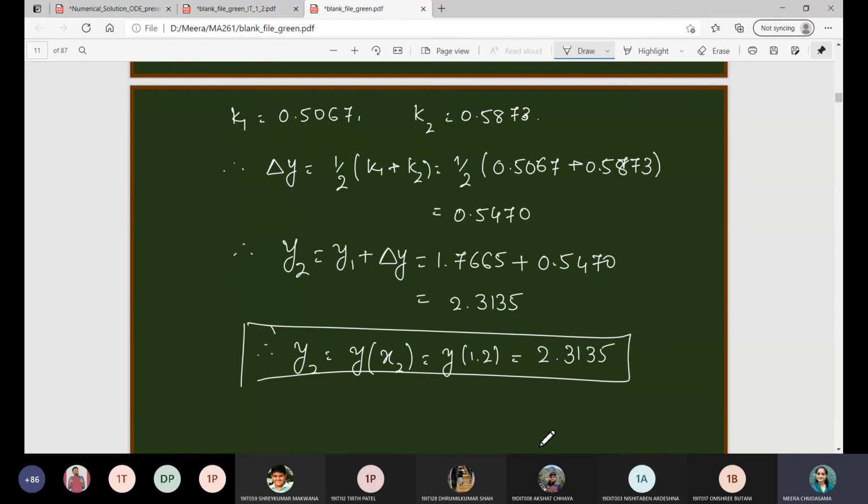Right? So is the second order method clear to everyone from this example or not? Please raise your hand. Very good.